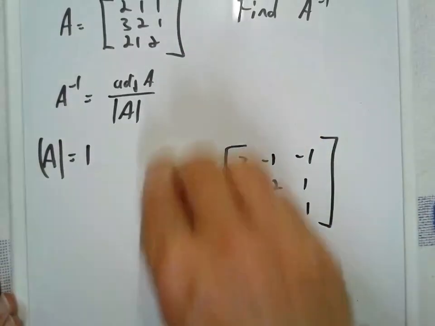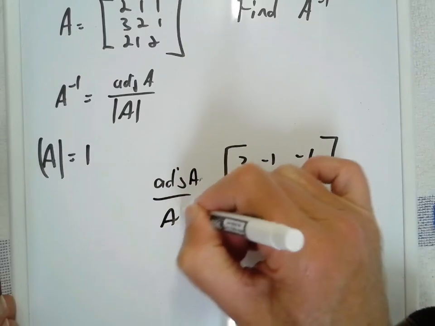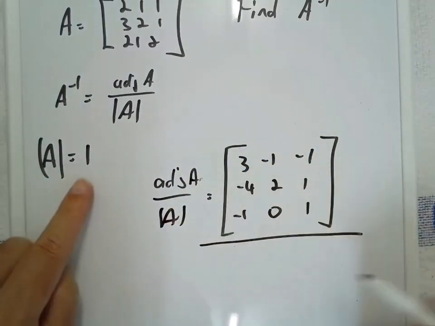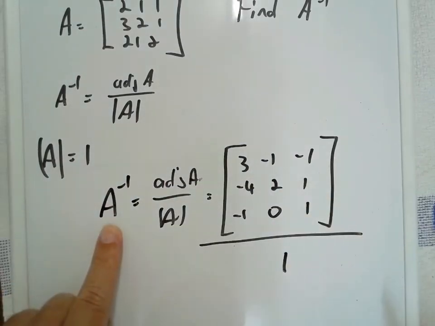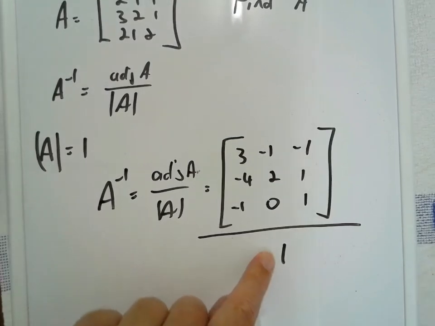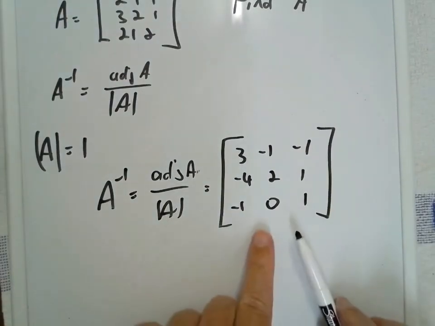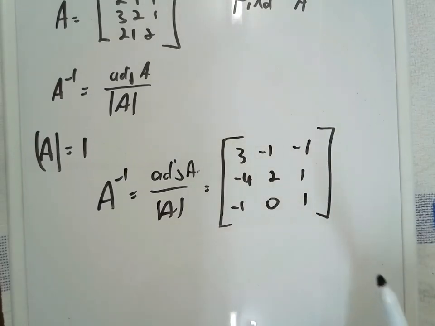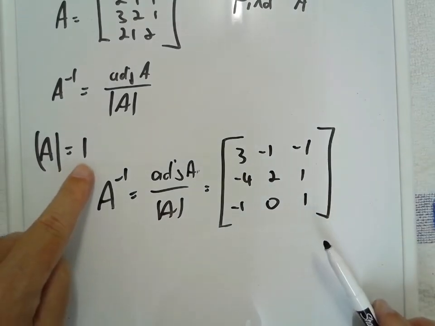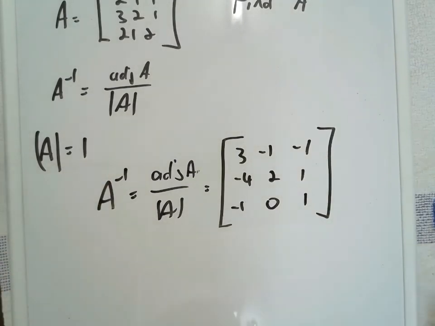Now that we have the adjoint of A over the determinant, remember our determinant's 1, so that becomes our inverse matrix. I cheated a little bit because when we divide by 1 we don't change anything, so that becomes our inverse matrix, and hopefully that agrees with what we got with Gaussian elimination. I'm sure it does, and that's the process, the long-handed process of getting the inverse matrix. Please note that you're not always going to get a determinant of 1, so yes, you're going to have some fractions in there, but it's all good fun, isn't it?